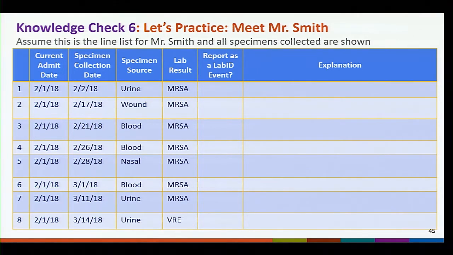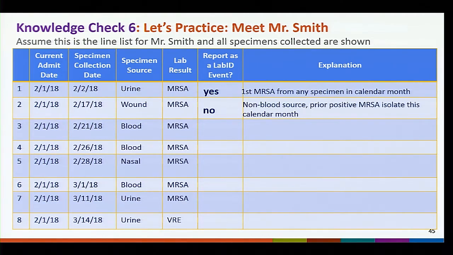Let's look at row 1. The specimen collection date is February 2nd, 2018. It is a positive urine, and the lab result is an MRSA. Do we report this as a LabID event? Yes. Because this is the first MRSA from any specimen during the calendar month for this resident. On February 17th, he has a MRSA positive wound culture. Do we report this as a LabID event? No, because this is a non-blood source, and he's already had his MRSA positive isolate for the calendar month.